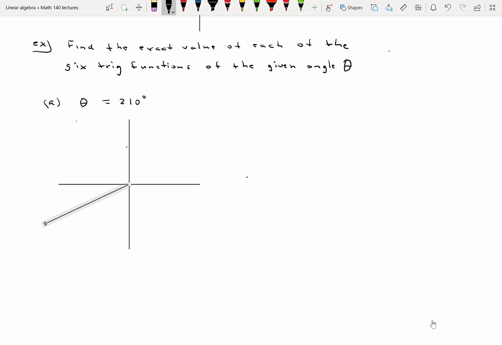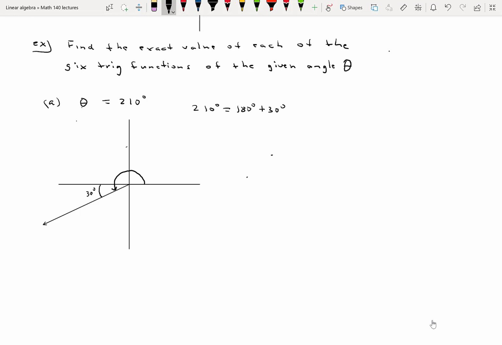180 plus 30 more. Looks about right there. 180 plus 30. Oops, that's an ugly looking angle. 180 plus 30 more. So there's the angle theta. This little angle right here, that's 30 degrees. Again, why? Because 210 degrees is the same thing as 180 degrees plus 30 more.